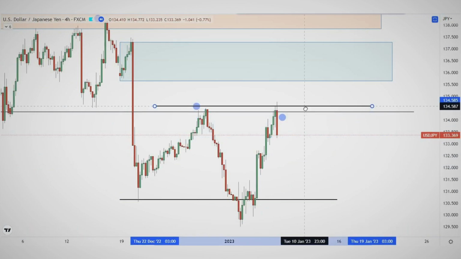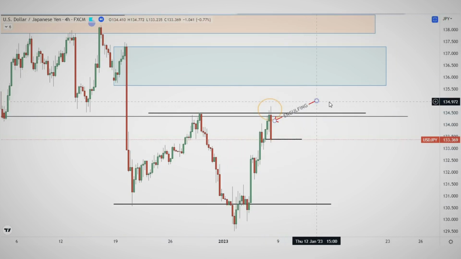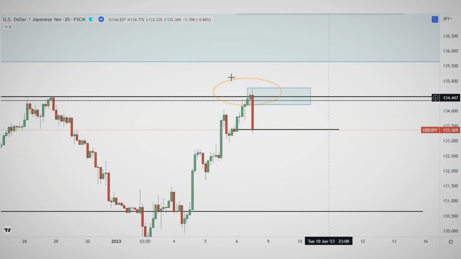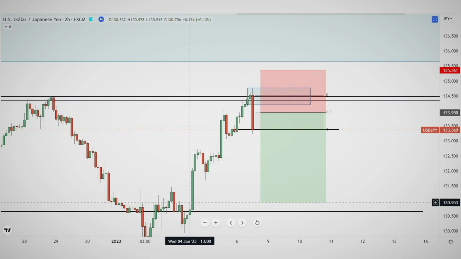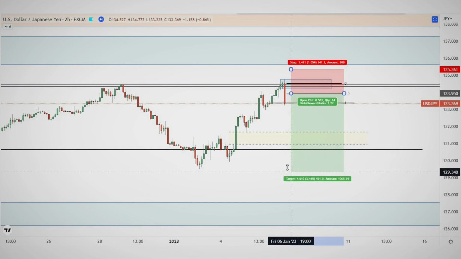Price reached the first zone and swept the liquidity above it, and then rejected the level with a strong engulfing candle. After this huge candle, price pulled back most of the times, at least 50% of the body. For the take profit one, we can use the imbalance zone below, and for the final take profit level, the demand zone below.